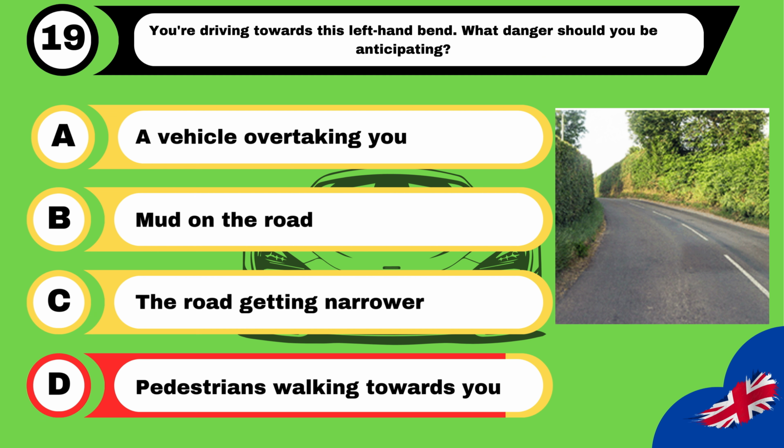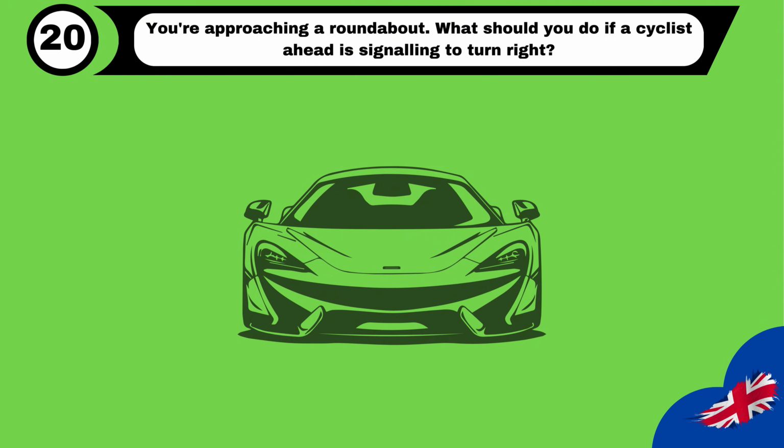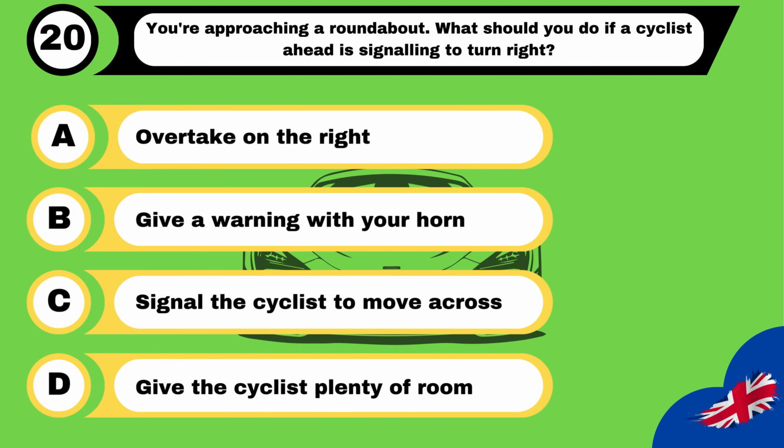The answer is D. Pedestrians walking towards you. Question 20. You're approaching a roundabout. What should you do if a cyclist ahead is signaling to turn right? A. Overtake on the right. B. Give a warning with your horn. C. Signal the cyclist to move across. D. Give the cyclist plenty of room.